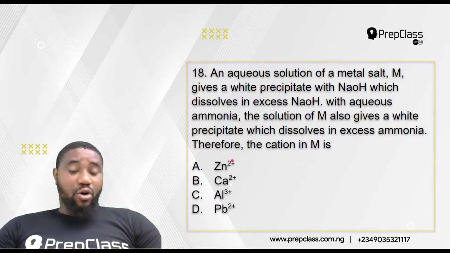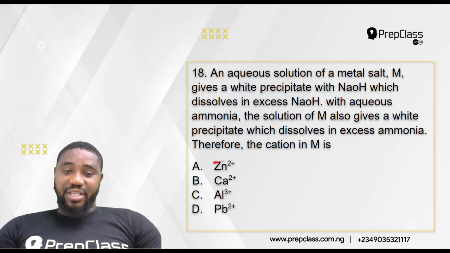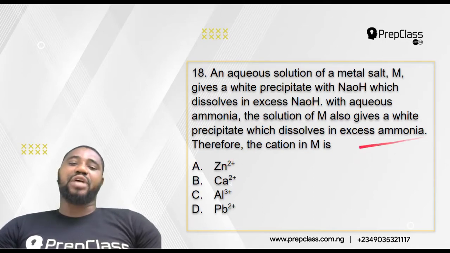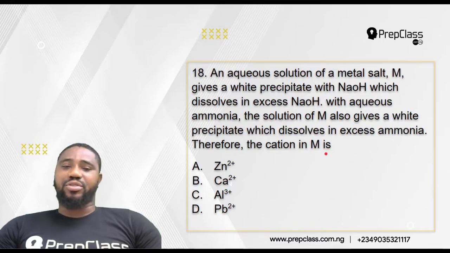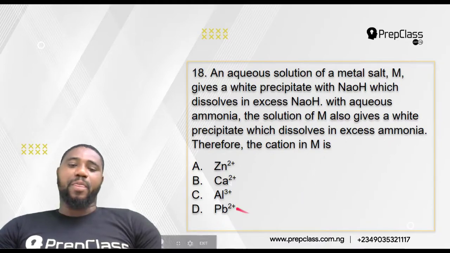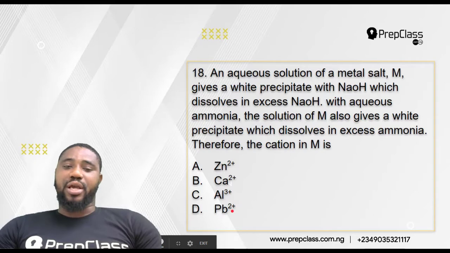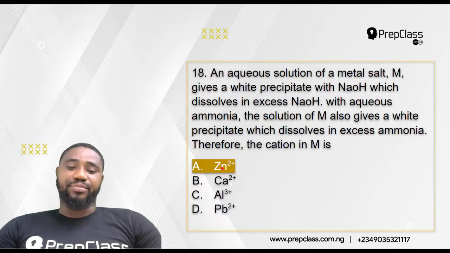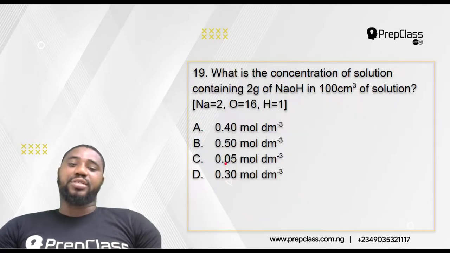But zinc 2 ions will be soluble in excess NaOH and soluble in excess ammonia. So that's a confirmatory test for zinc 2 ions, or zinc ions. It is soluble in excess NaOH, soluble in excess ammonia. But these two are insoluble in excess ammonia. But while calcium is insoluble in both excess NaOH and excess ammonia. So the correct answer there is zinc. I believe you understand what I just explained. Zinc.